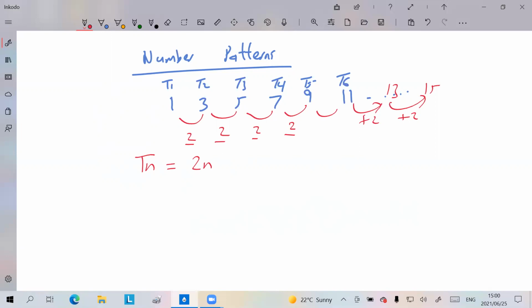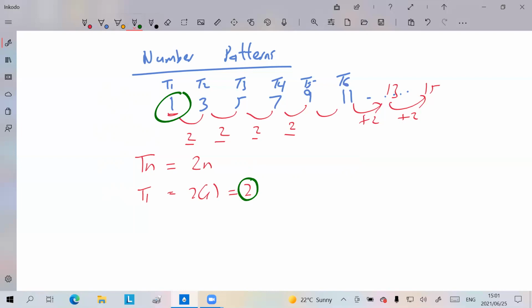Now, what if I substitute? So now I want to see if this works here, right? If I substitute 1, I get 2. Does that match with what I have here? No, I have 1. This formula gives me an answer of 2. Right? So it doesn't give me that pattern if I just put Tn equal to 2n.